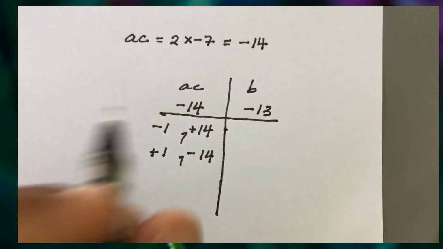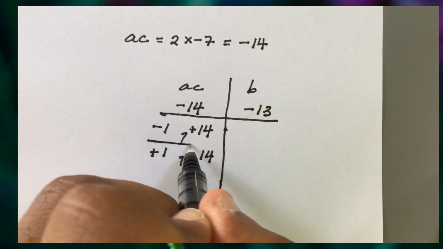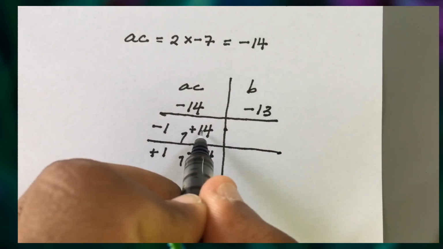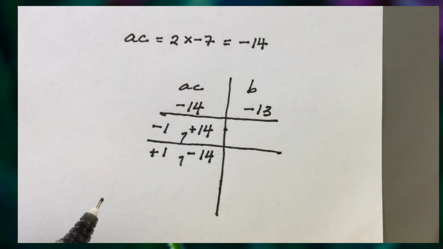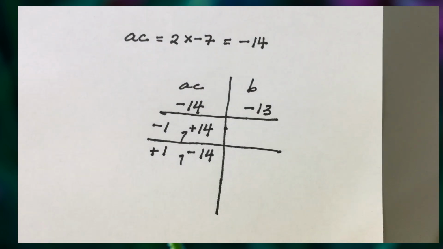You saw that? I made a little switch, because negative times positive will give us a negative, and a positive times negative will still give us a negative. But the question is, which one of the pairs would be the key? That is why we need to make a copy.